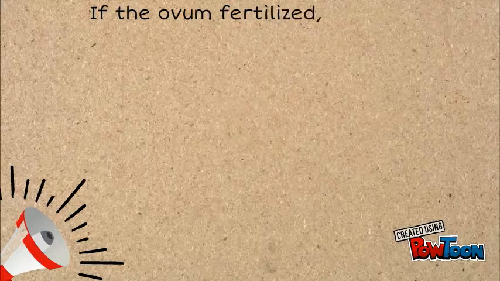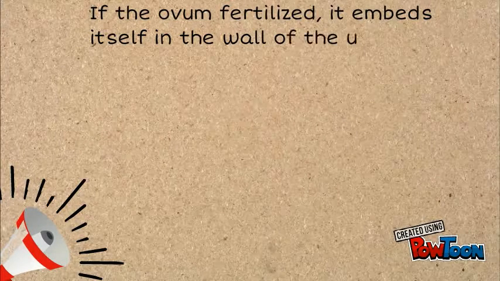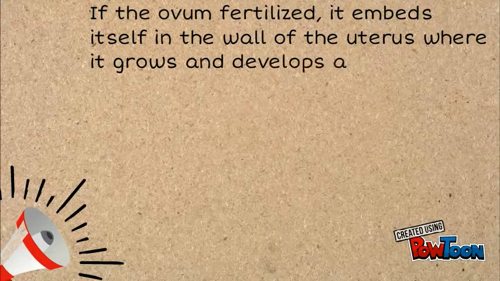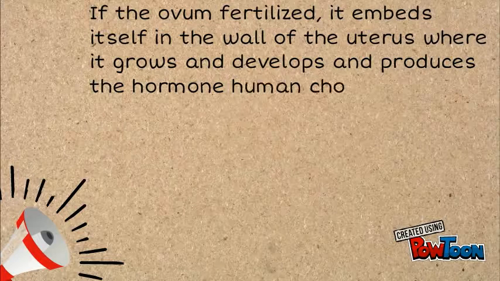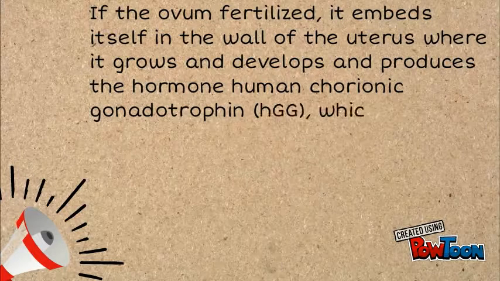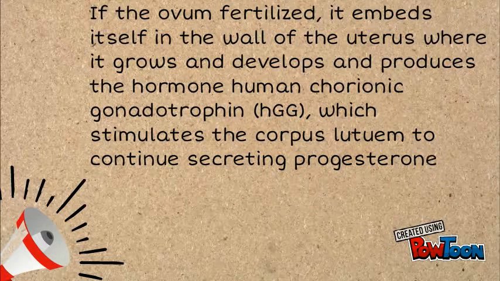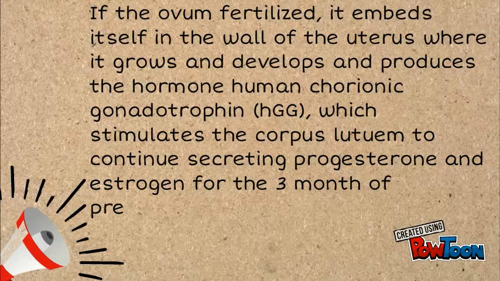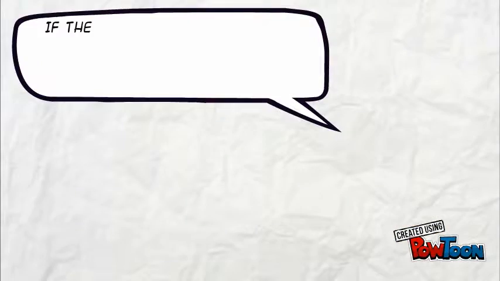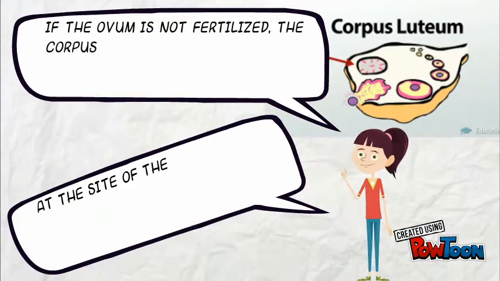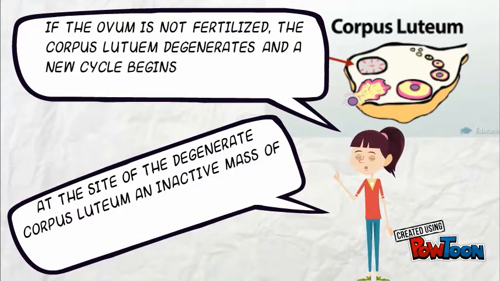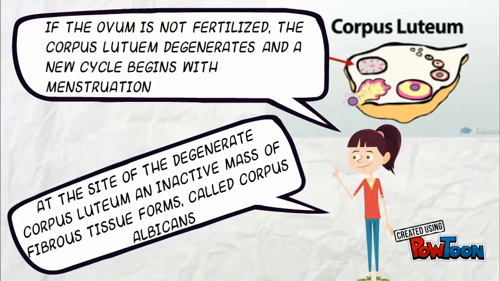If the ovum is fertilized, it embeds itself in the wall of the uterus where it grows and develops and produces the hormone human chorionic gonadotrophin, which stimulates the corpus luteum to continue secreting progesterone and estrogen for the 3 months of pregnancy. If the ovum is not fertilized, the corpus luteum degenerates and a new cycle begins with menstruation.